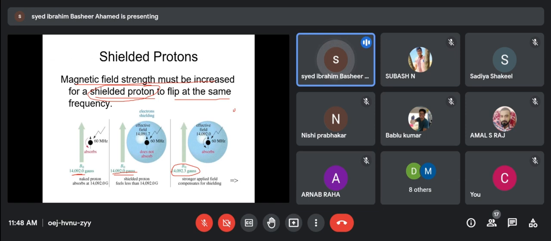So you have the proton which is surrounded by electrons. If you apply electromagnetic radiation, since the proton is shielded, you have to increase the magnetic field strength so that it will give the NMR signal. So you should know the difference between a naked proton and a shielded proton.